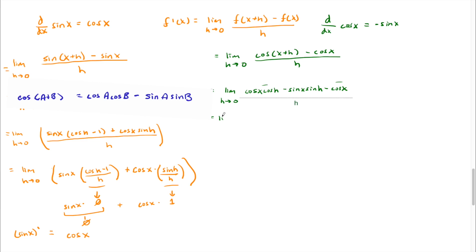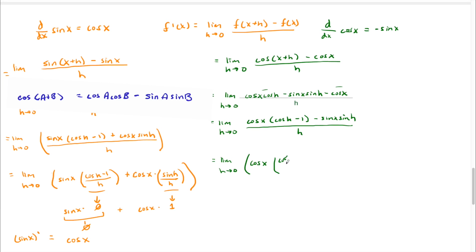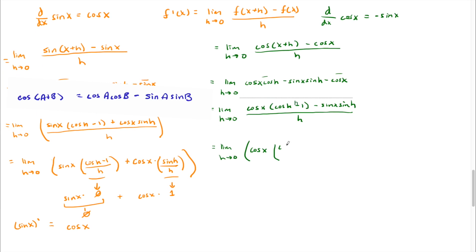Then we do the same thing where we factor out a cosine x from the first and third term. So we're left with cosine h minus 1 minus sine x sine h divided by h. Then we're going to do the same thing with the denominator separation. So we're left with cosine x times cosine h minus 1, all divided by h, minus sine x times sine h divided by h.